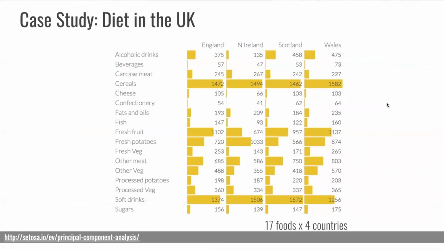All right, so with that said, let's talk about these examples. Our case study here is diet in the UK, and the underlying data are 17 foods across 4 countries.